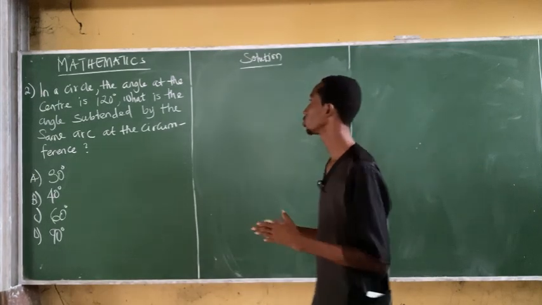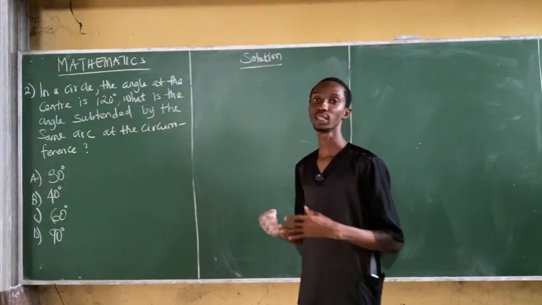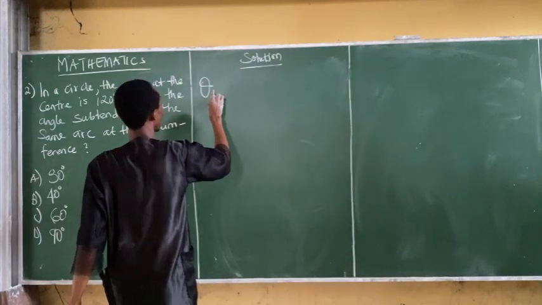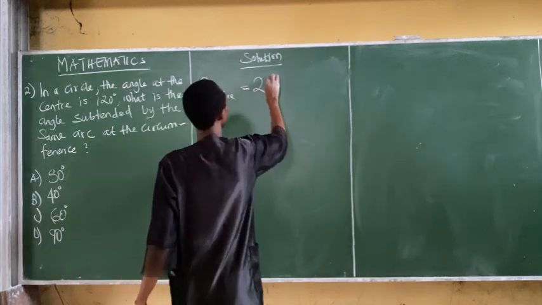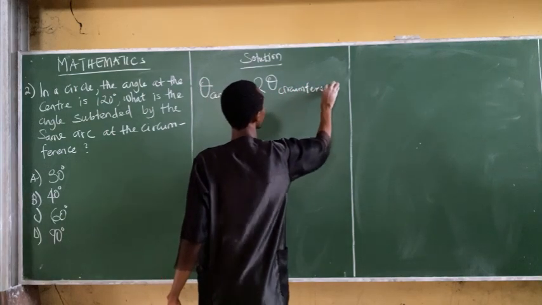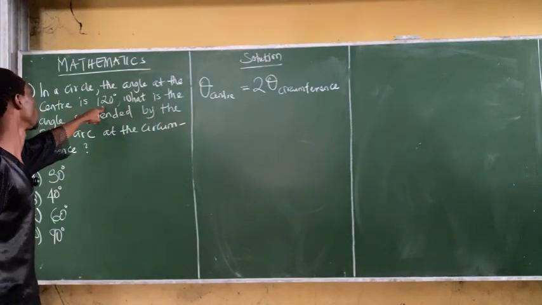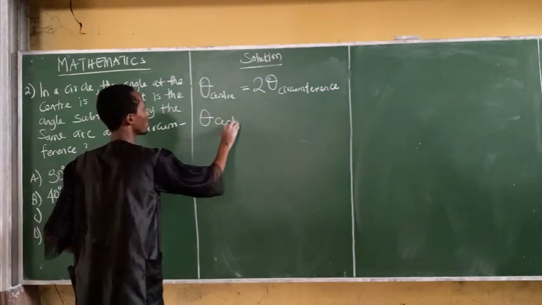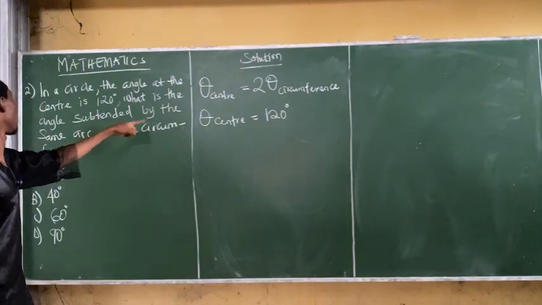Now note that the angle subtended by the arc at the center is twice the angle subtended at the circumference. The formula is this: the angle at the center is equal to 2 times the angle at the circumference. Now, from the question, they gave us the angle at the center to be 120 degrees. They say, what is the angle subtended by the arc at the circumference?